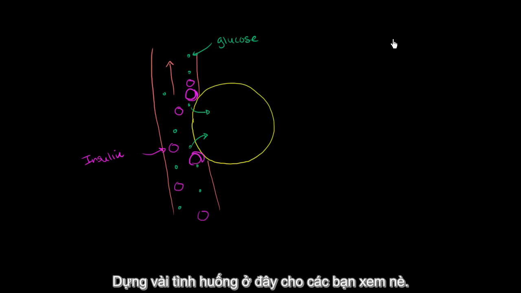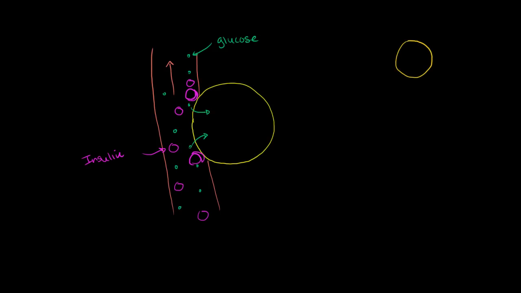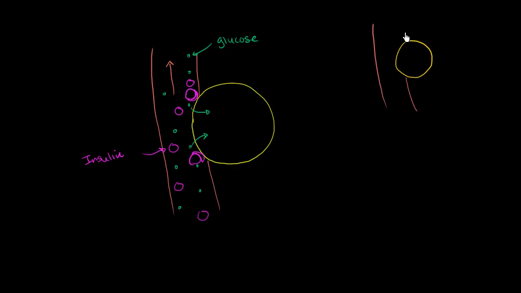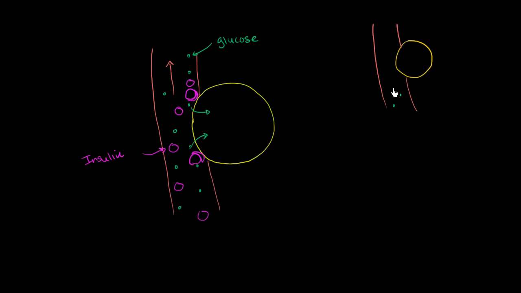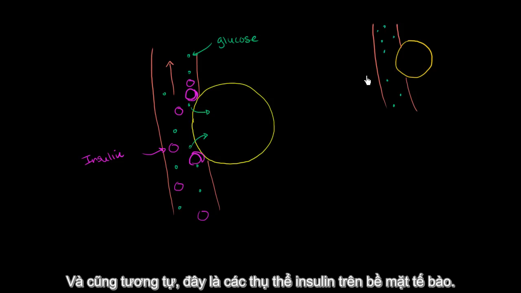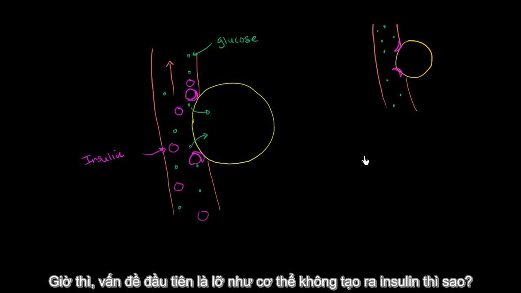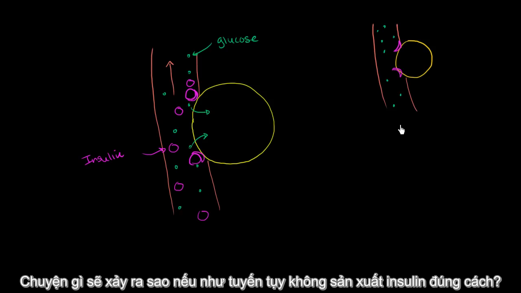Now, unfortunately, things don't always work as planned. So let me draw a couple of scenarios here. So once again, let me draw my very simple version of a cell. And let me draw the bloodstream going by right over here. And then let me draw the glucose in the bloodstream. So I have my glucose floating by. And then I have my insulin receptors on the surface of a cell. Now, the first thing that could go wrong here is, what if the body does not produce insulin? Insulin is produced in the pancreas. What happens if the pancreas is not producing insulin properly?